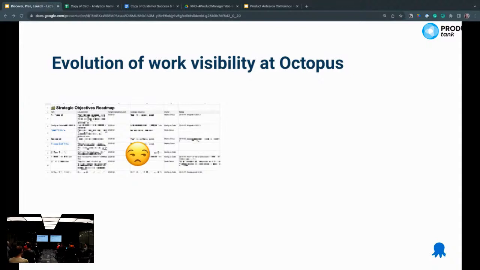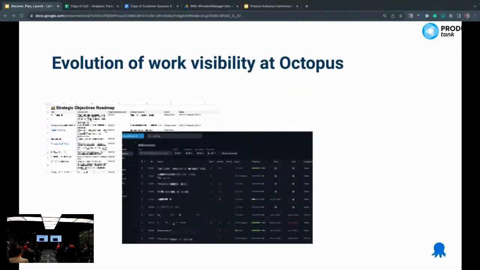So the next step in our evolution, we now had a single tool to track all the work across the organization. No more manual syncing across multiple tools, no more copy-pasting things around spreadsheets. We had flexibility with filters and various views, and we kind of loved it. It was a great tool for delivery tracking.